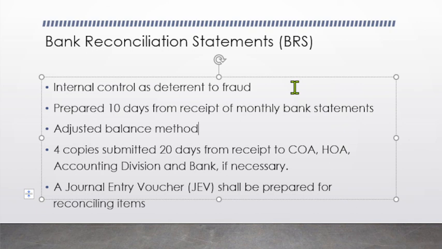From receipt sa bank ng mga bank statement, then ibibigay doon sa 4 COA, head of agency, accounting division, and bank if necessary. Yung bank, it is not really necessary to give copies, especially when there are no reconciling items related to bank error. So normally magbibigay ka lang dyan ng mga bank reconciliation statements or other reconciling items kung meron kang nakitang bank error. Pero kung wala naman, it is not really necessary to provide BRS to the banks. So, a journal entry voucher shall be prepared for reconciling items. So, kung merong mga reconciling items, mga error, debit memo, credit memo, and many other items, ay mag-prepare ka ng journal entry voucher para bangga iyong cash in bank sa libro at yung cash in bank sa iyong bank accounts. Okay?